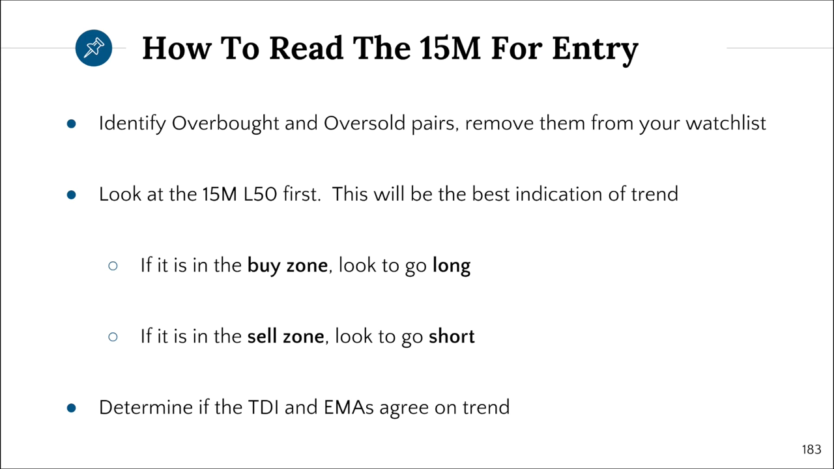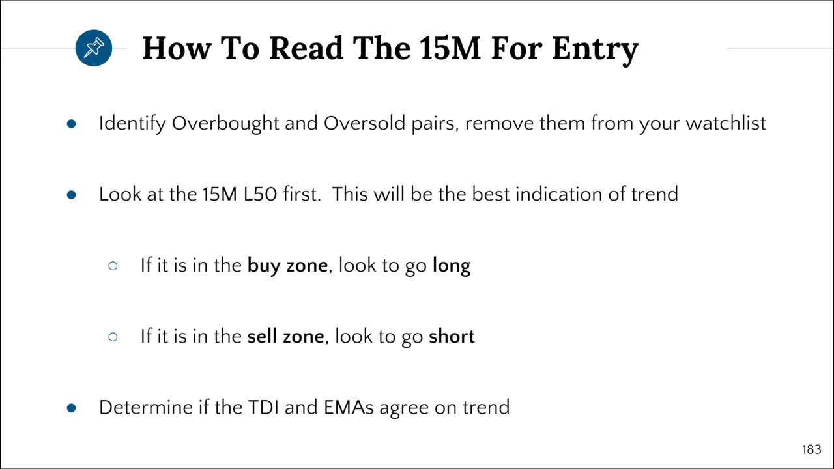You're then going to use the 15-minute to determine if the TDI and EMAs agree on trend. So we've taken off the overbought or oversold pairs. We're not even looking at those. Now we identified which TDIs on the 15-minute have the nicest liquid 50s, meaning they're trending the nicest. They're not overbought, they're not oversold, they're not near the stationary 50, they're right in the proper value.